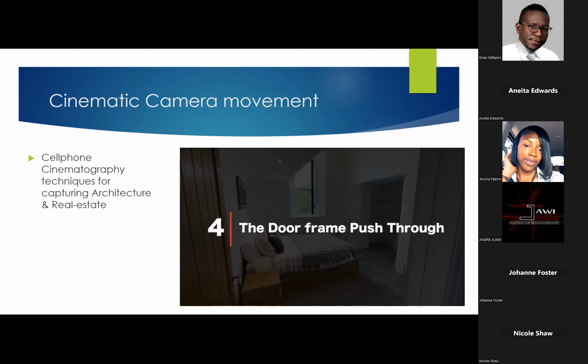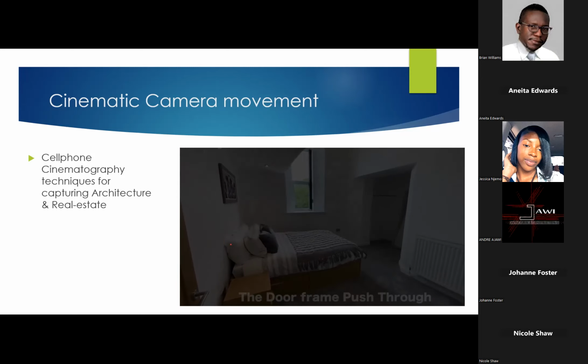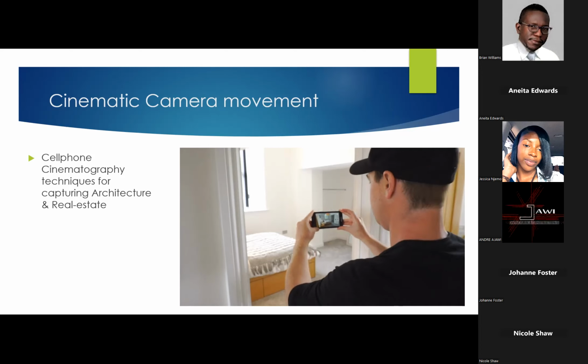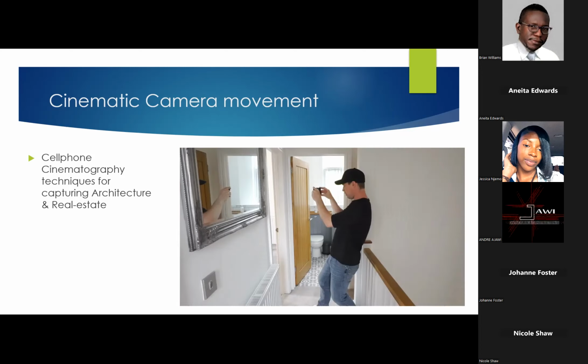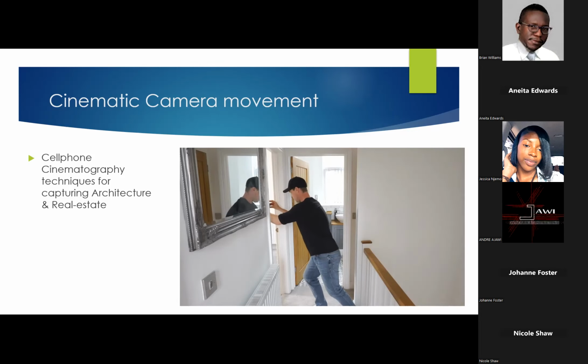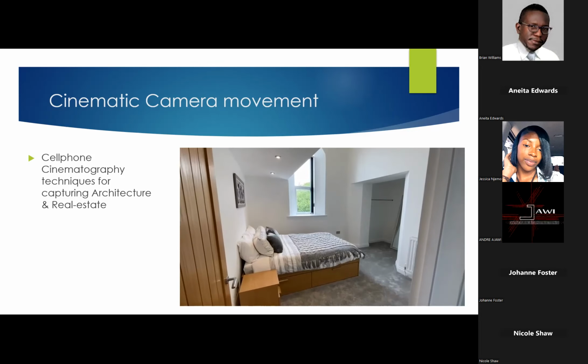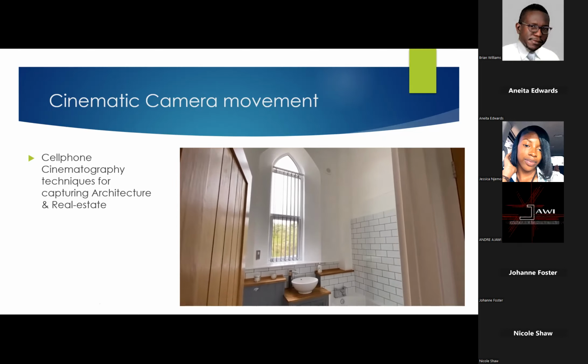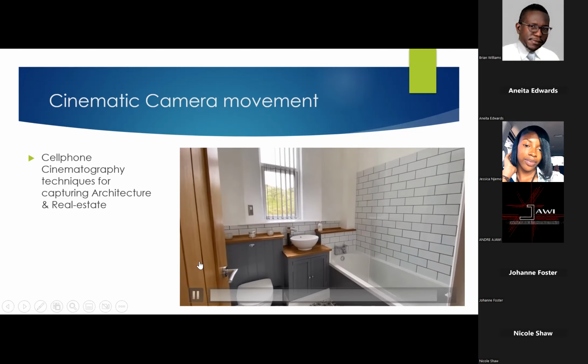Okay, number 4, the door frame push through. This is an absolute classic and works in any property. Simply push your camera through a door frame and into a room. No need to walk with this shot, simply lean in using your upper body and extend your arms. This shot is perfect if you just want a quick shot of each room. Also, you can take this shot to the next level by tilting down whilst leaning forwards. This shot works great in tight spaces because it allows you to see more of the room.